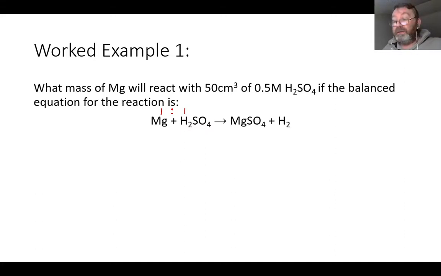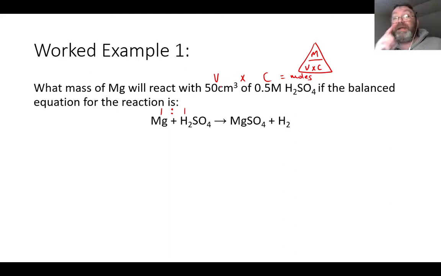Nothing is given about magnesium. We're simply asked about what mass of magnesium. But we are told the volume, and we're also told the concentration of the acid. And you should know from your triangle that moles equals volume times concentration. That's the formula triangle. So in other words, if I multiply those two together, I'll get the number of moles of sulfuric acid. Okay, so let's do that.